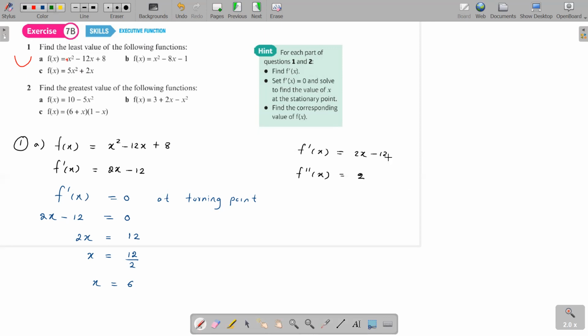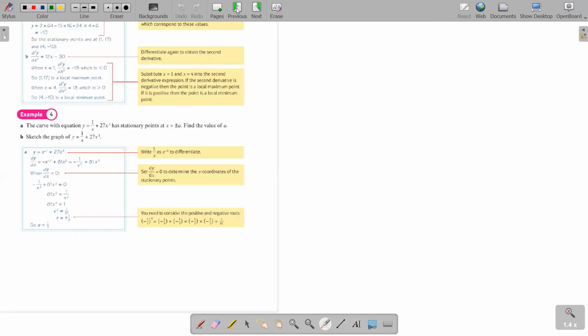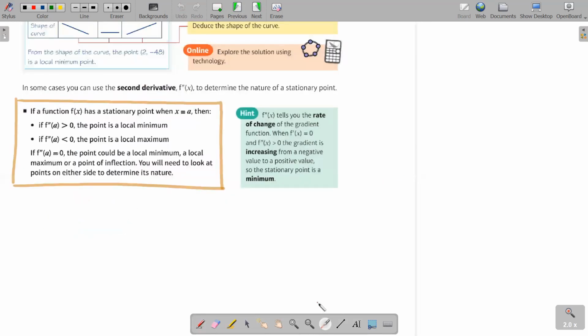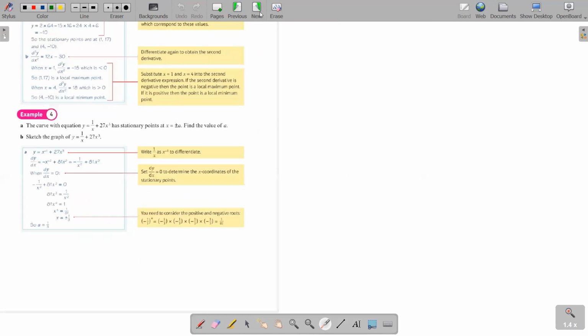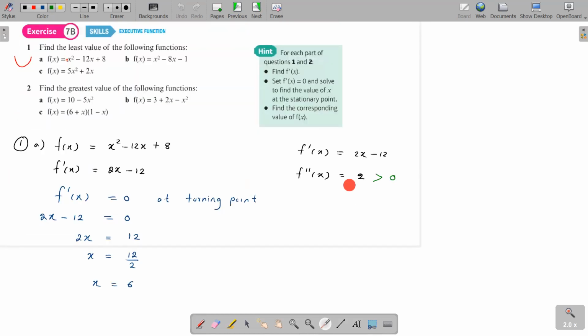So what does it mean? It means it's greater than 0. Look at the rules: if your second derivative is greater than 0, then the point is a local minimum. Here I don't even have a place to substitute x because my second derivative comes directly as positive 2. Therefore, it's greater than 0.